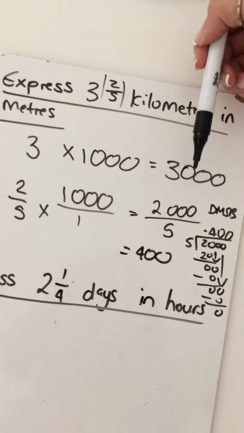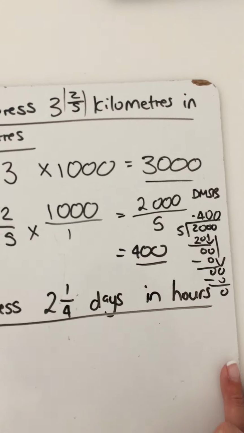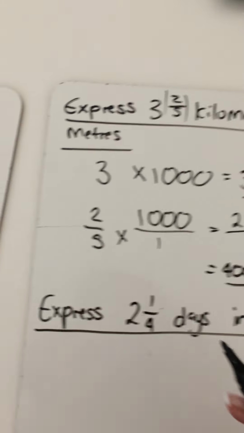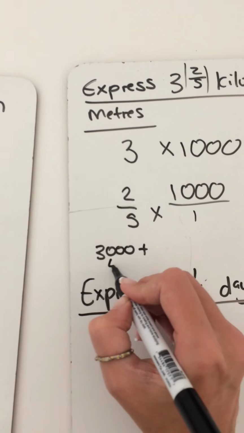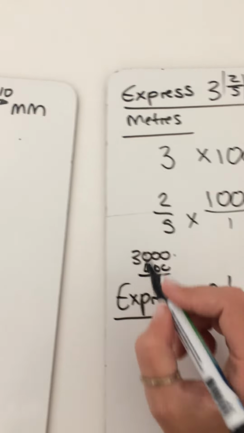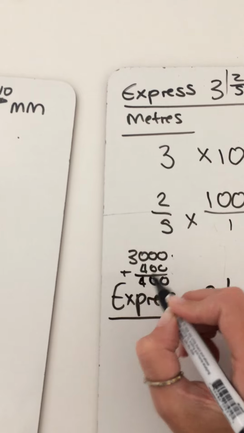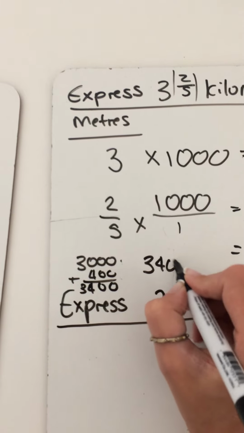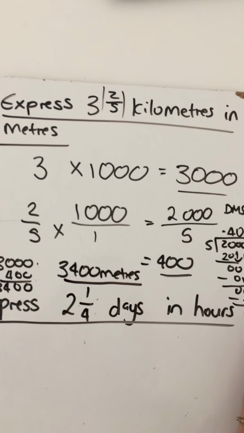So my wholes give me 3,000 meters, my fraction gives me 400 meters. Now I need to add them together to get the number of meters in 3 and 2/5 of a kilometer. So I say 3,000 plus 400. 0 plus 0 is 0, 0 plus 0 is 0, 0 plus 4 is 4, 3 plus nothing is 3. So my answer is 3,400 meters. And that is my answer. Right, so let's move on to the second one.